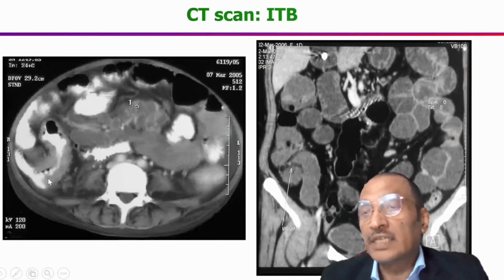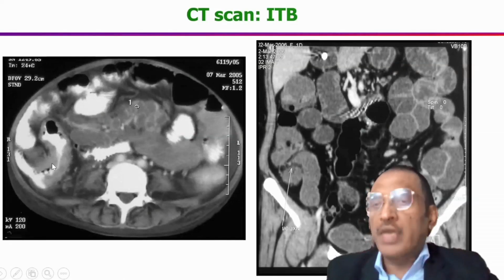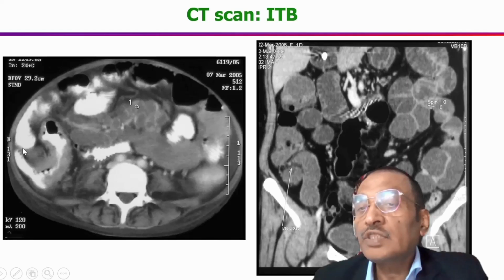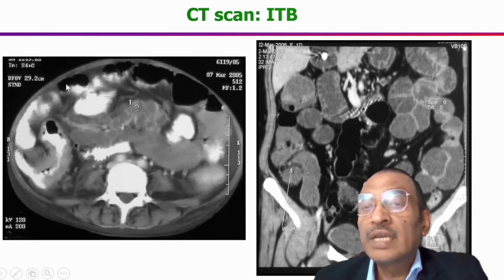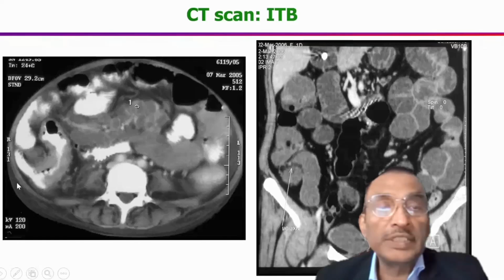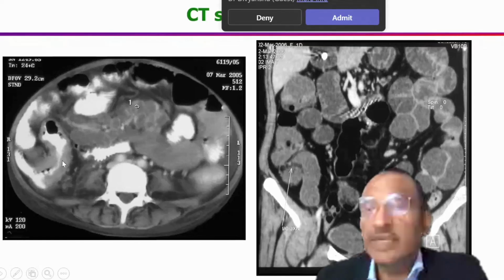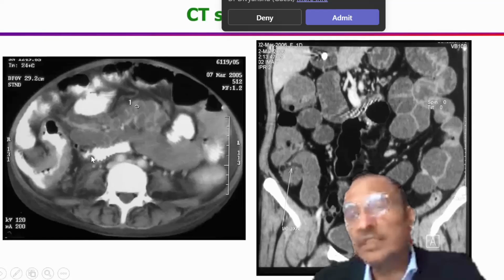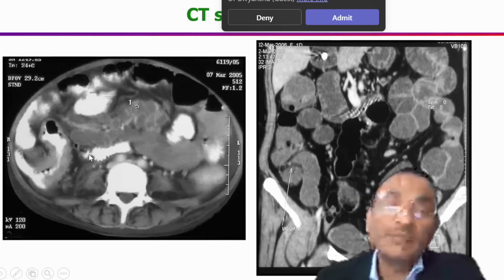So this is how it is seen. Again, terminal ileum, cecum, the whole of the cecum is involved, ascending colon involved, and going up even to the hepatic flexure. So this is the terminal ileum and the proximal ileum, and you are seeing the fold thickening out here.